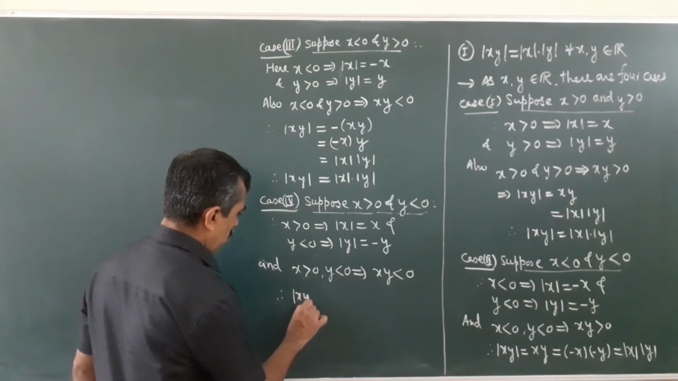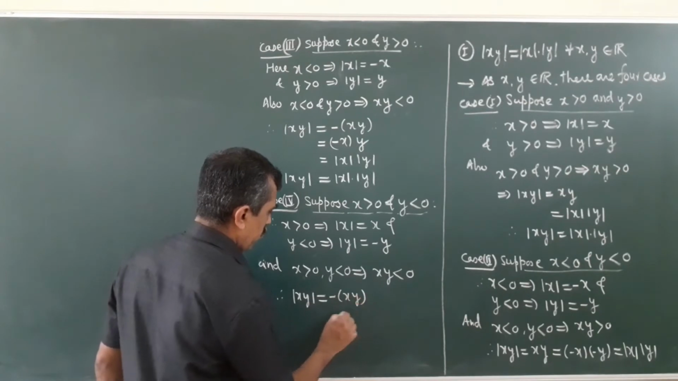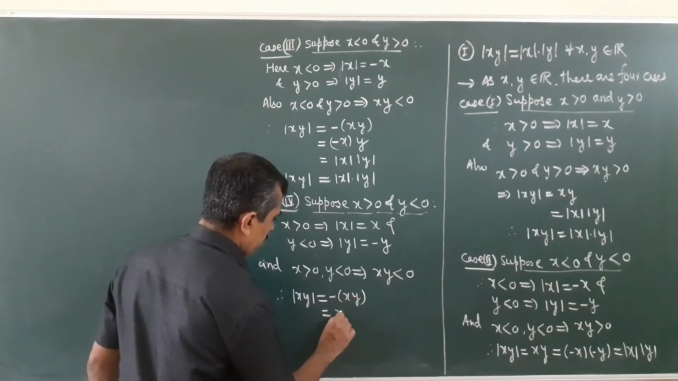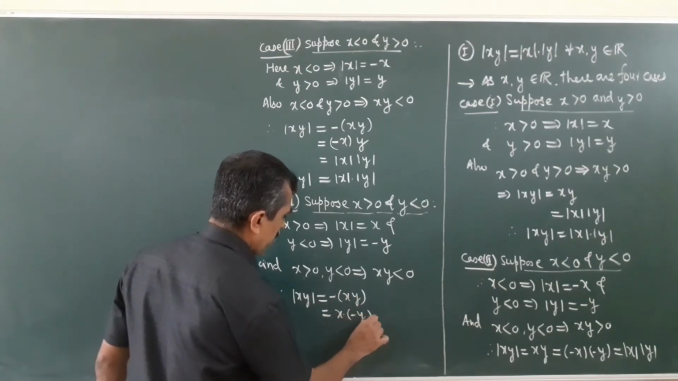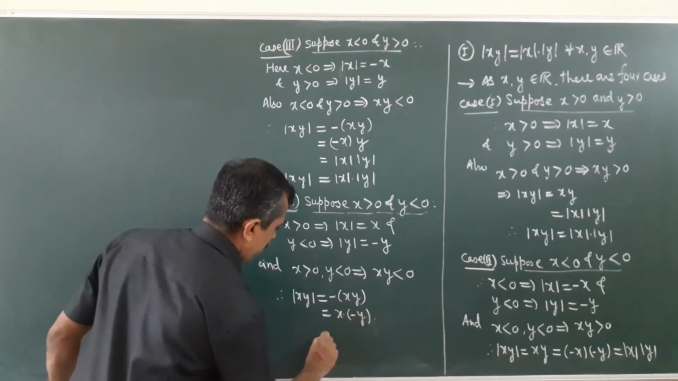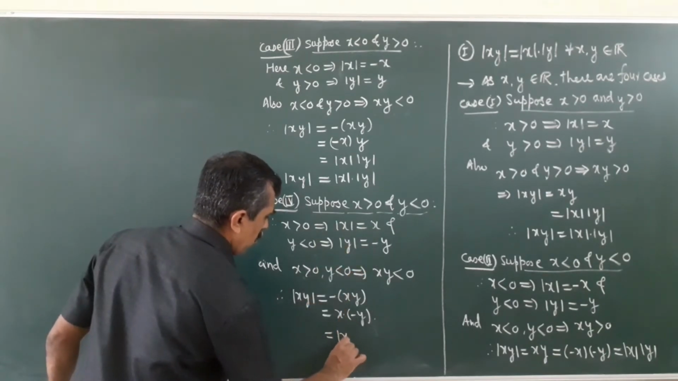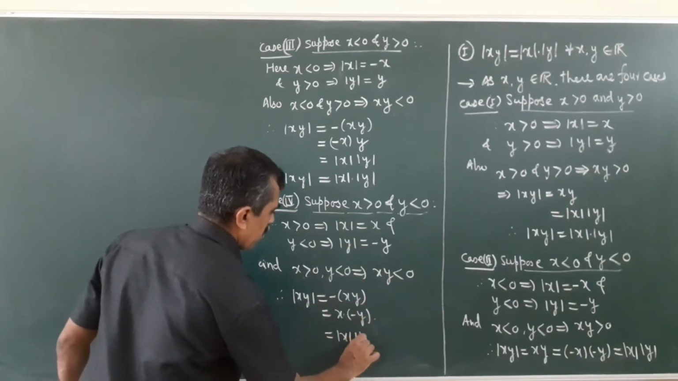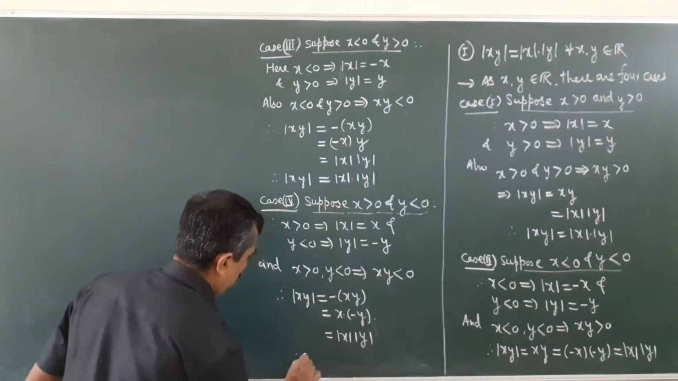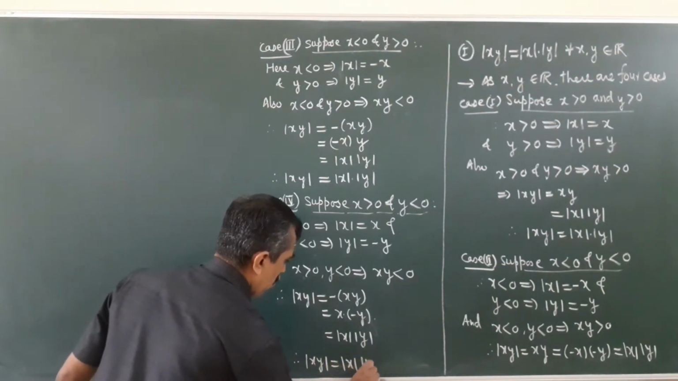Therefore, mod of xy is equal to minus of xy. But you may write this as x into minus y. And x is mod x and minus y is mod y. So, therefore, mod xy is equal to mod x into mod y.